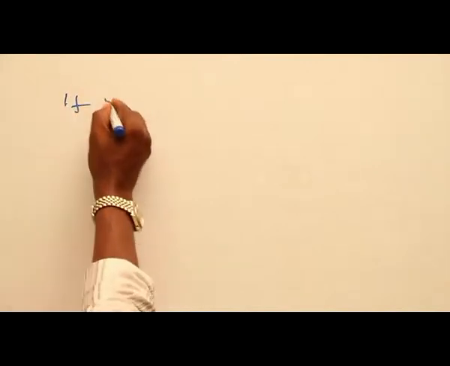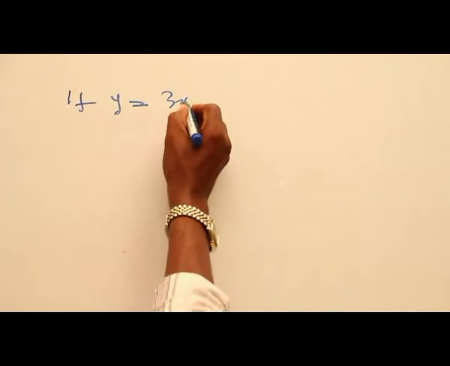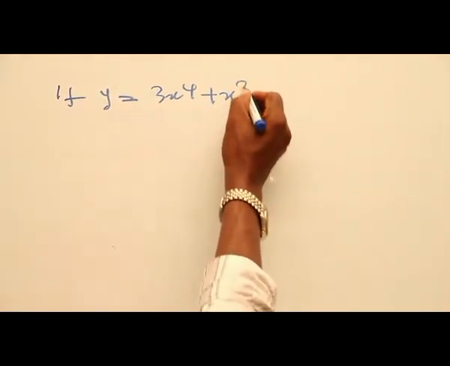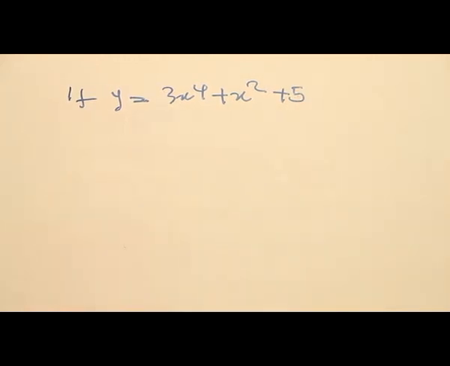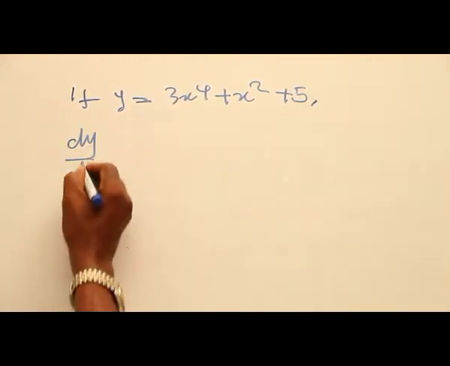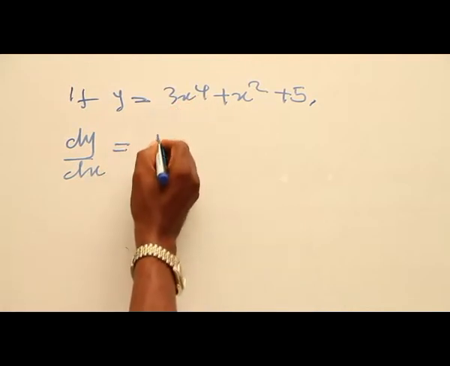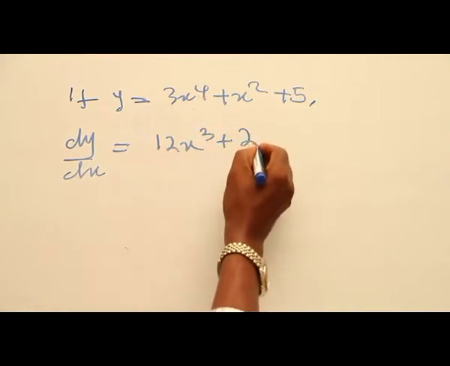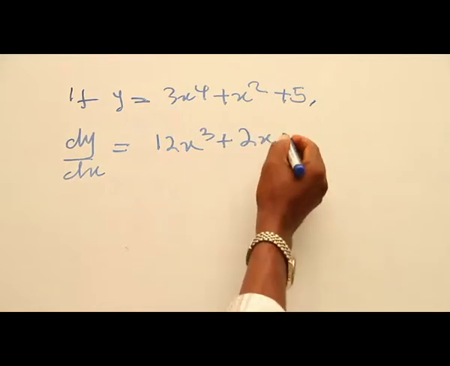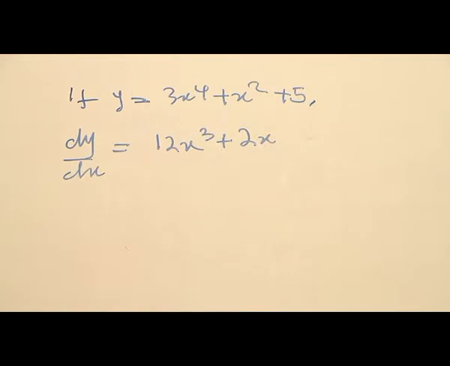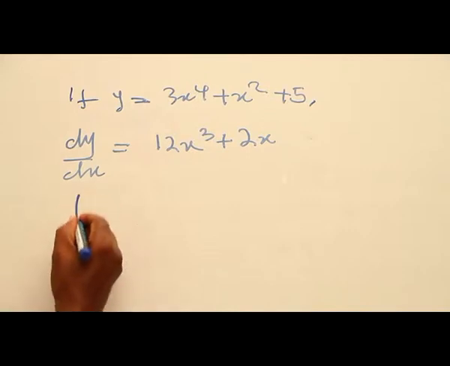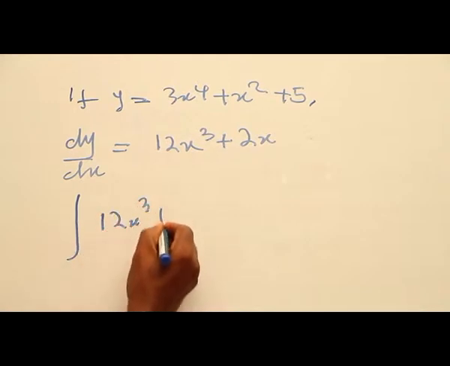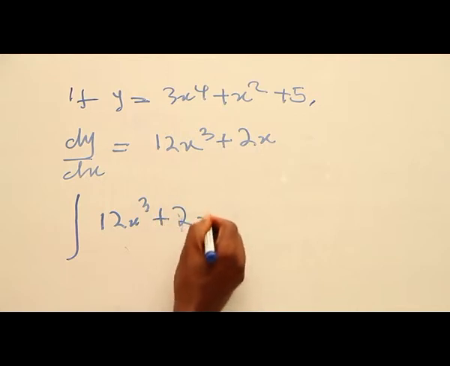Now, if y is equal to 3s raised to the power 4 plus s squared plus 5, then our dy all over ds here will be equal to 4 times 3, which is 12, and then reduce 4 by 1, s to the power 3, plus 2 times s reduced by 1 will be 1, that is s, and then plus 0. This, of course, is the derivative of the function y equal to 3s to the power 4 plus s squared plus 5.